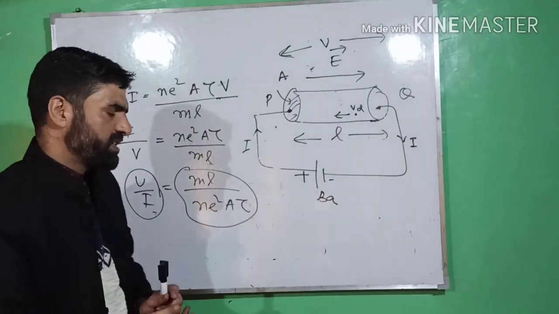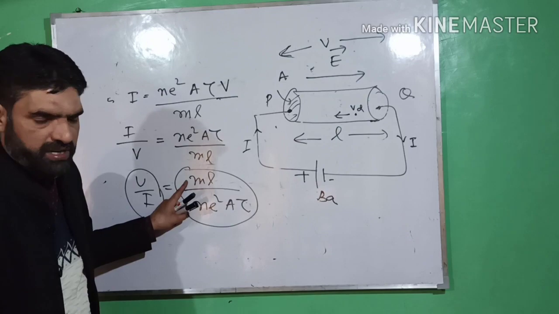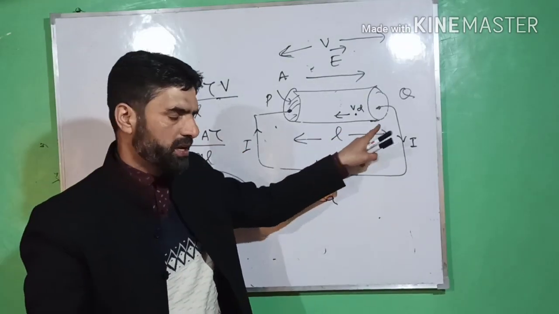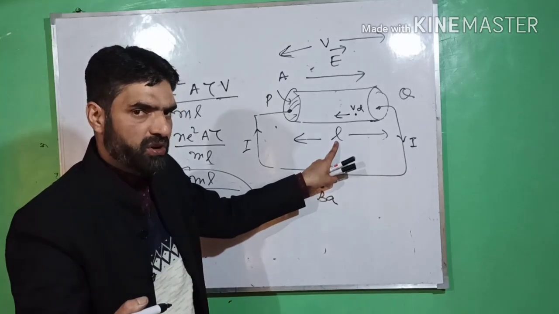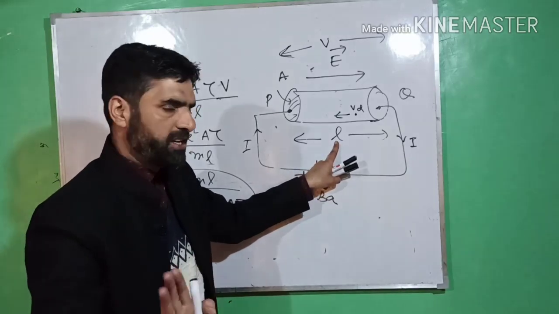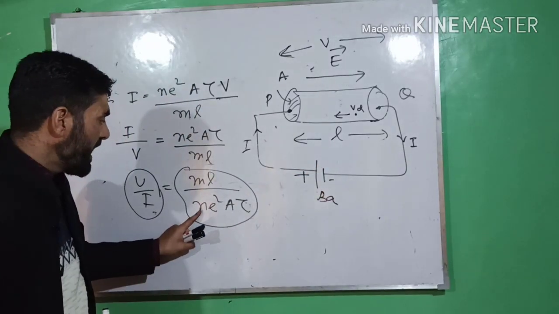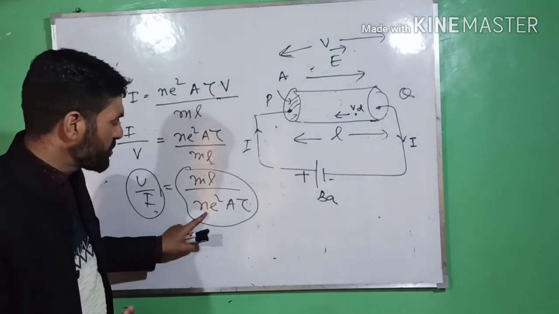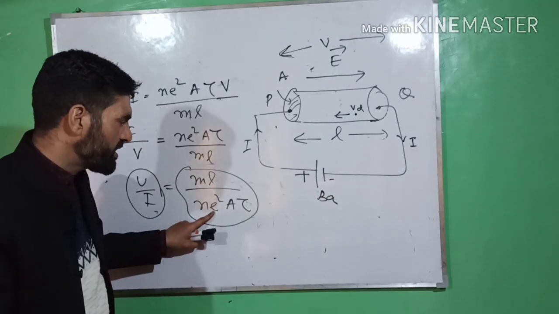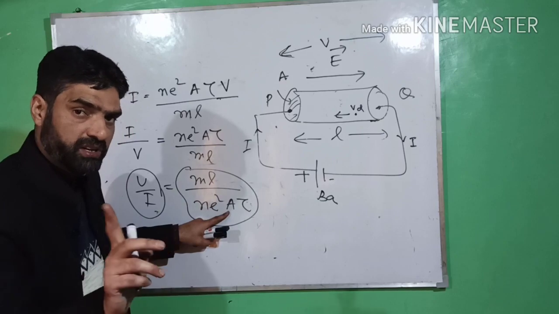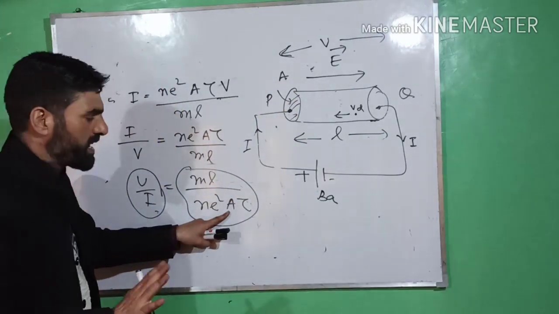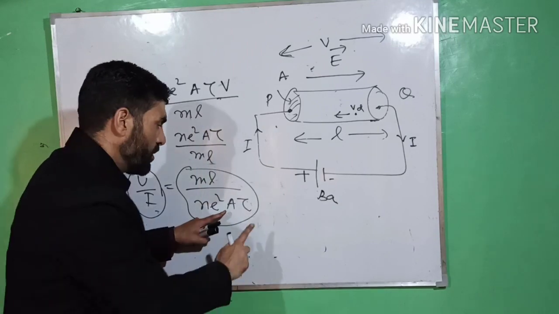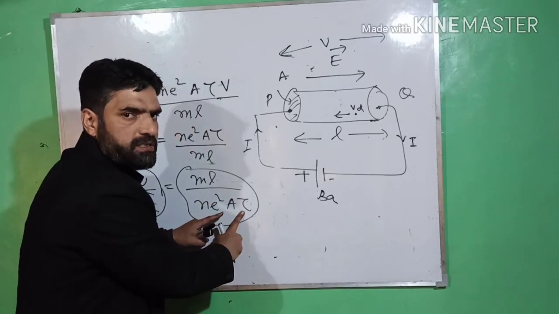Why does this remain constant? Because the mass of an electron is constant. L here for our case is constant, and that does not change because temperature remains constant, so there is no linear expansion. And n, the electron density, also remains constant. e, the charge of an electron, is also constant. A does not change because there is no surface expansion since temperature remains constant. So tau is also constant here.